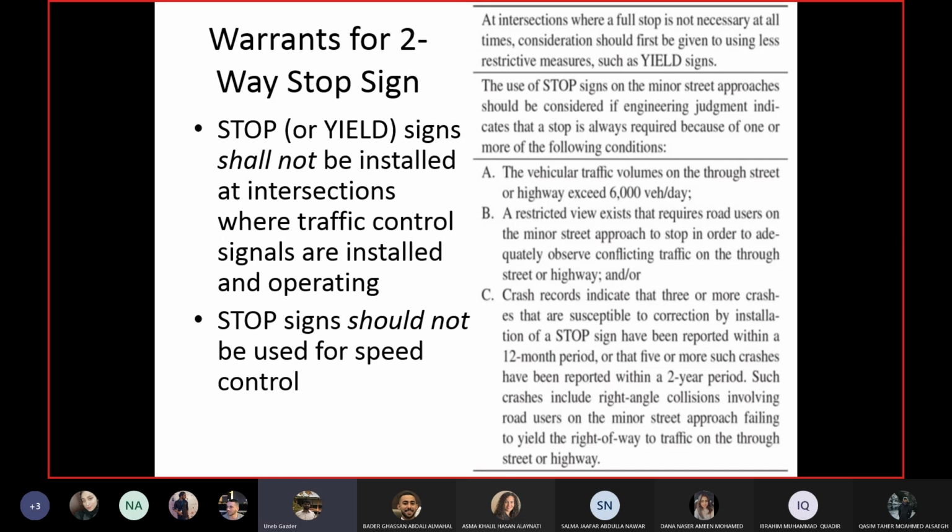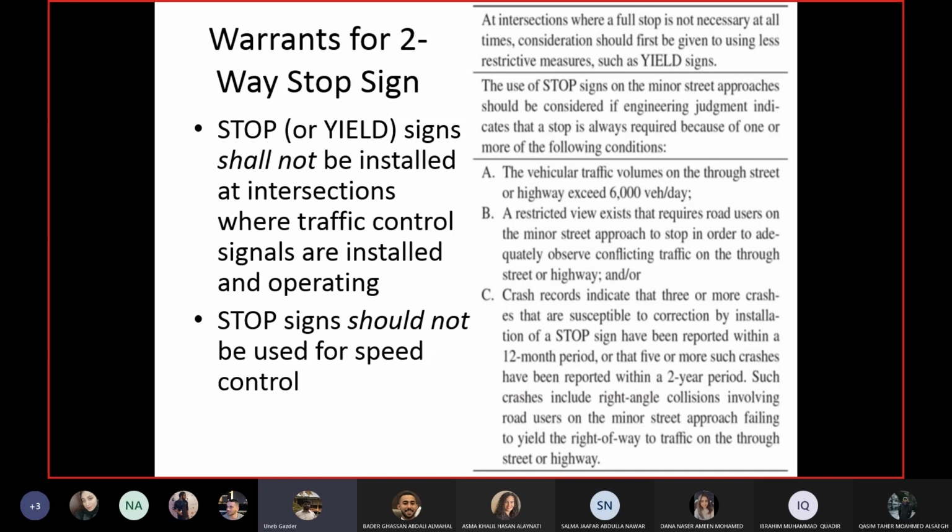Okay, then we have warrants for a two-way stop sign. For a yield or give way sign, you don't have to stop, but at a stop sign, you have to stop. So you can say a two-way stop sign is an advanced stage from the yield sign. There are two guidelines here first, then we'll go for the conditions.